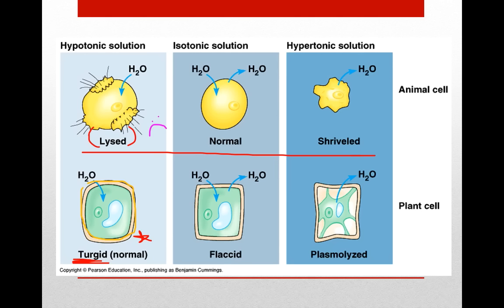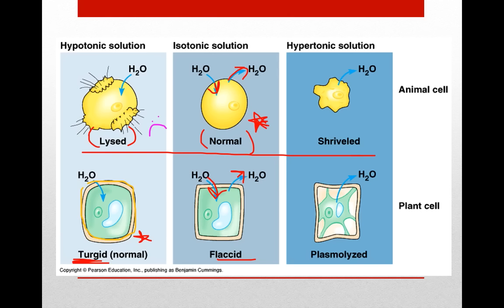Our next solution is an isotonic solution. That means it has equal water in as it has out. In the plant cell, the same, equal in and out. Now, this is normal, so this is good for an animal cell. They want to have this equal in and out. But for a plant cell, it's not enough water, so it's actually called flaccid. So this is not normal, and this is where your plant itself starts to wilt.